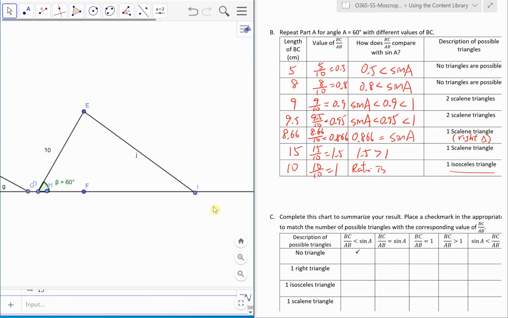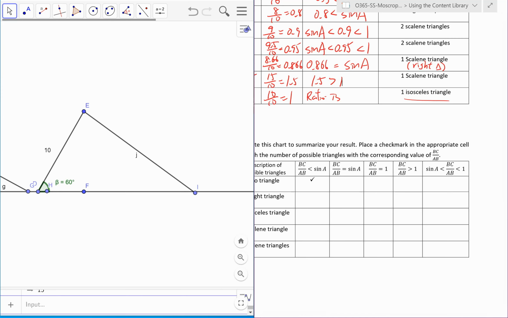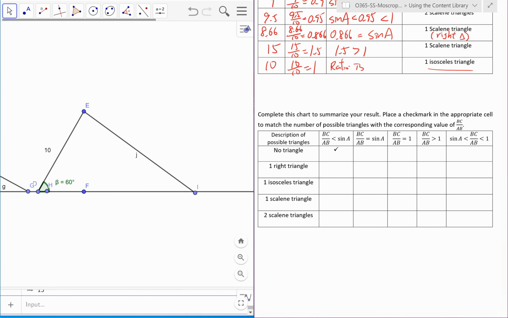Okay, so let's summarize this. I think we are pretty certain now, because of these two examples, we can summarize this with this table right here. It says complete this chart to summarize the result. Place a check mark at the appropriate box. So no triangle: that's when BC over AB is less than sine of A. Again, recall BC is simply the side length opposite from angle A. AB is the side length that is next to the angle A. If the ratio of BC over AB is less than sine A, there's no triangle possible.